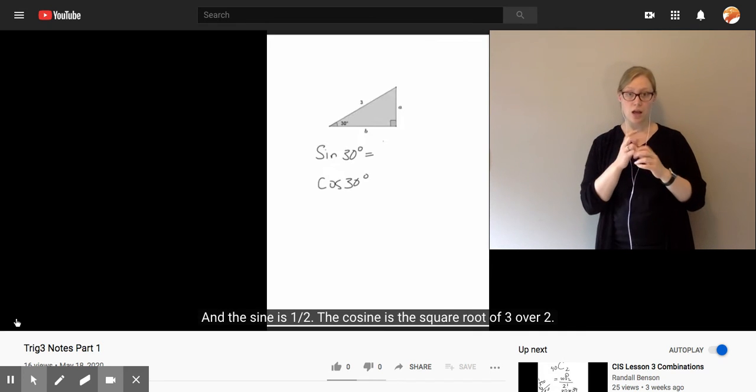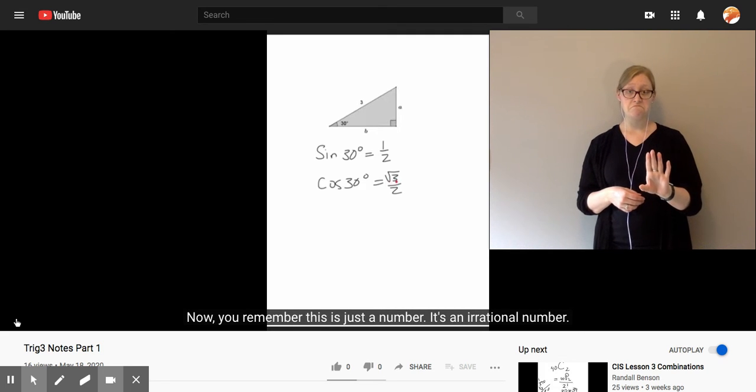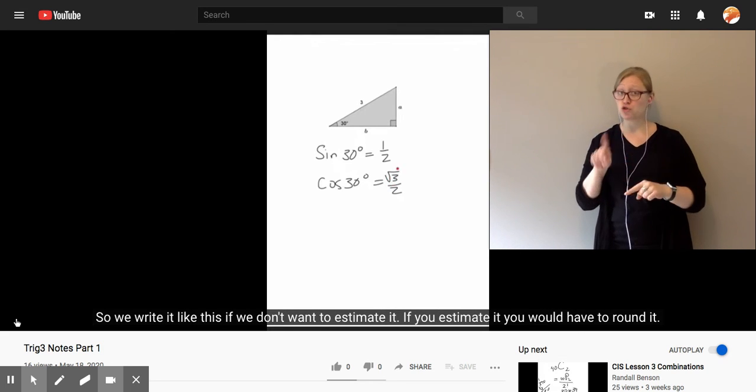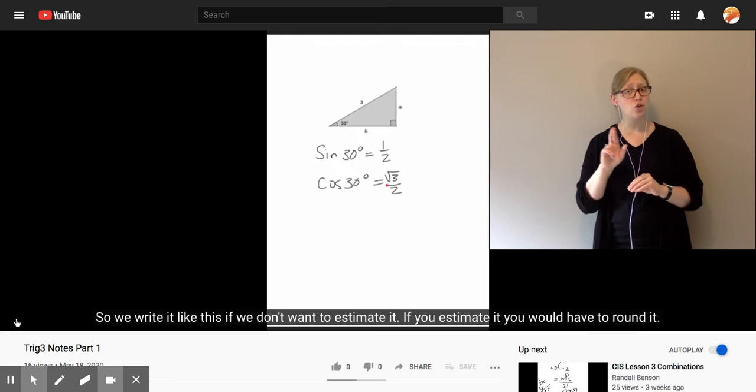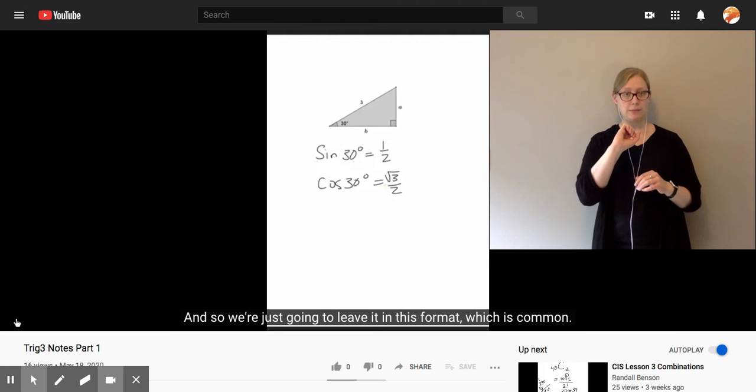And the sine is 1 half. The cosine is the square root of 3 over 2. Now, you remember, this is just a number. It's an irrational number, so we write it like this if we don't want to estimate it. If you estimate it, you would have to round it. And so we're just going to leave it in this format, which is common.